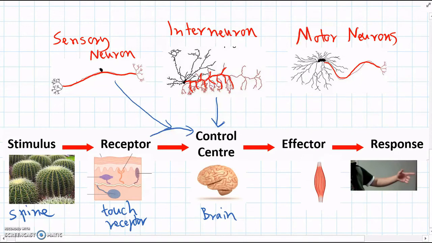Once we've made a decision about what to do, which is going to be pulling our hand off the cactus, then the motor neurons carry that message back from the brain to the muscles, which is the effector. So the motor neuron carries that message here to the muscles, and that causes our response. Our arm moves, and we probably shout in pain as well. So those are our three main types of neurons that are found in animals.